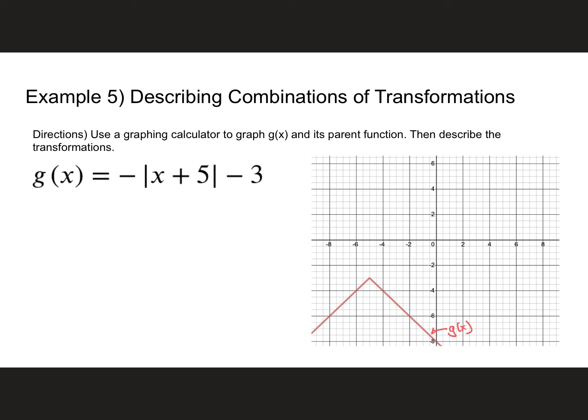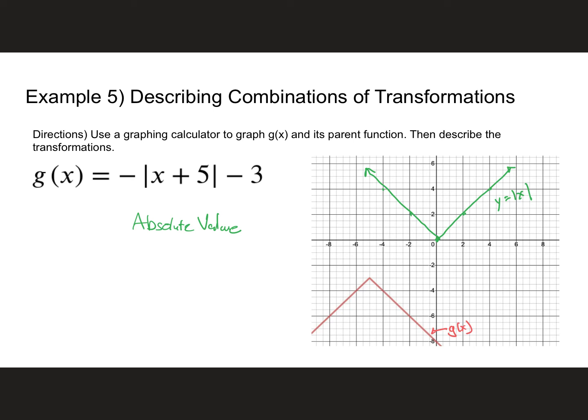What's the parent function? Well, I should see absolute value. So I will graph the absolute value parent function. We'll put that up here and graph that. Right there it is. The green line is, in fact, y equals the absolute value of x. So now let's talk about how we went from the green line to the red line.